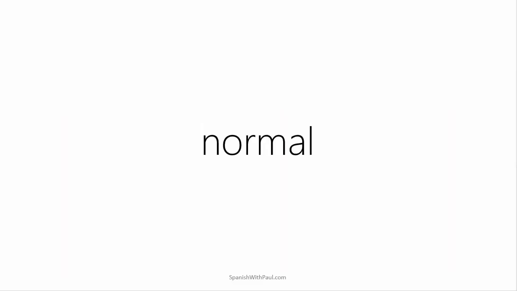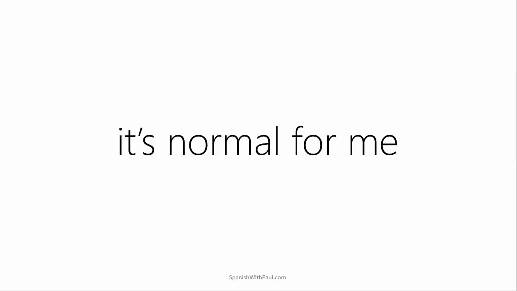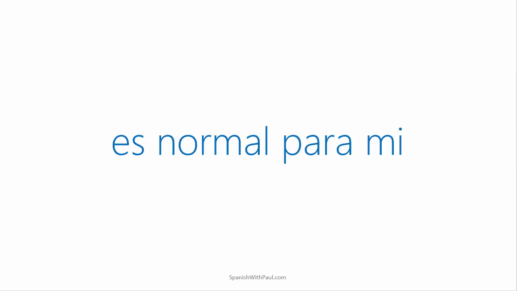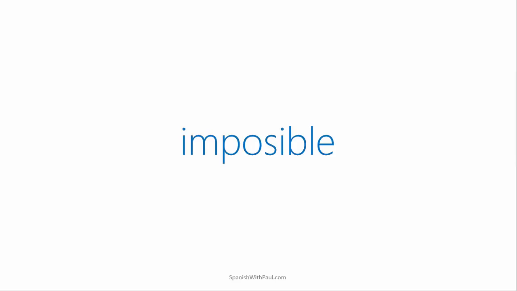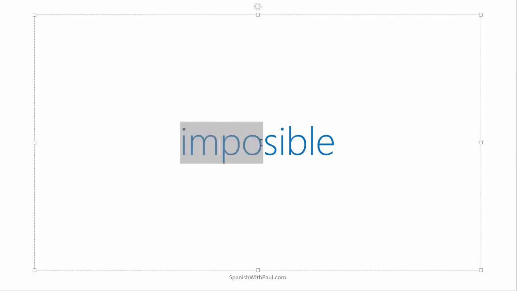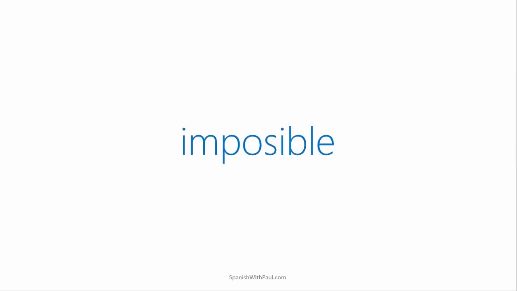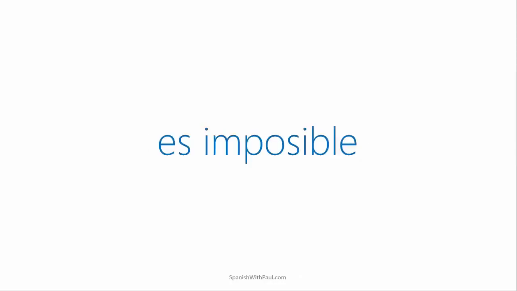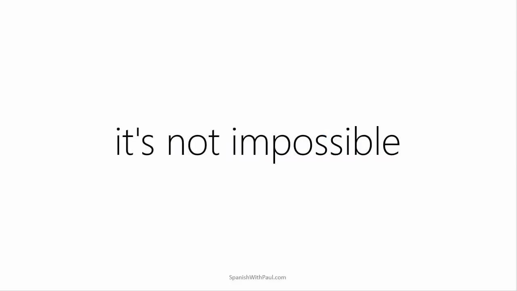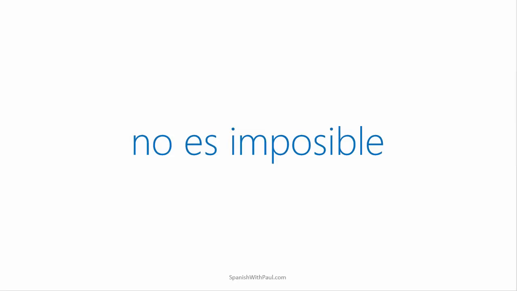Do you remember how to say the word normal? Normal. Now say, it's normal for me. Es normal para mí. To say impossible in Spanish would be imposible. Let's look at the syllables again. We have im, po, si, ble. Imposible. How would you say it's impossible? Es imposible. It's not impossible. No es imposible.